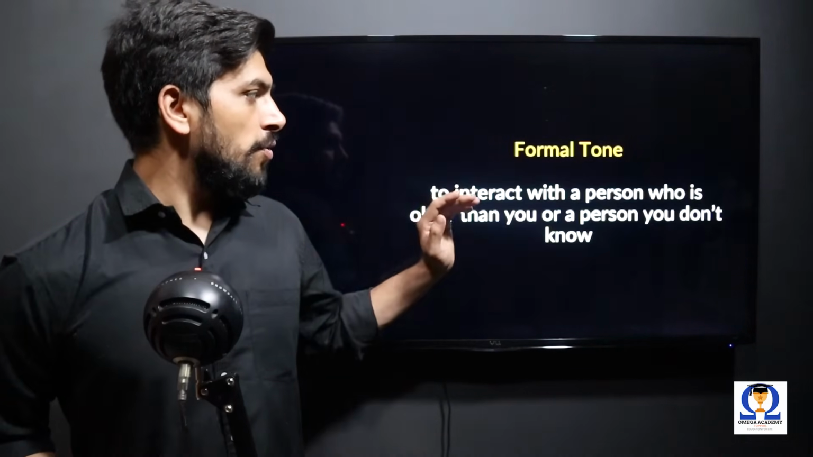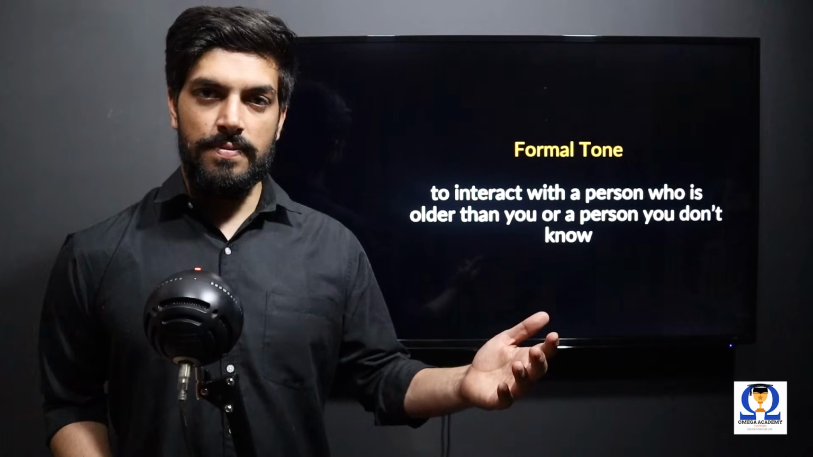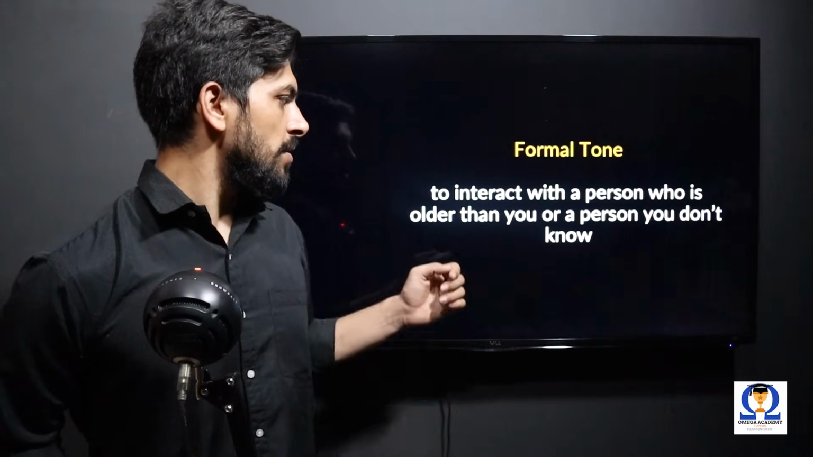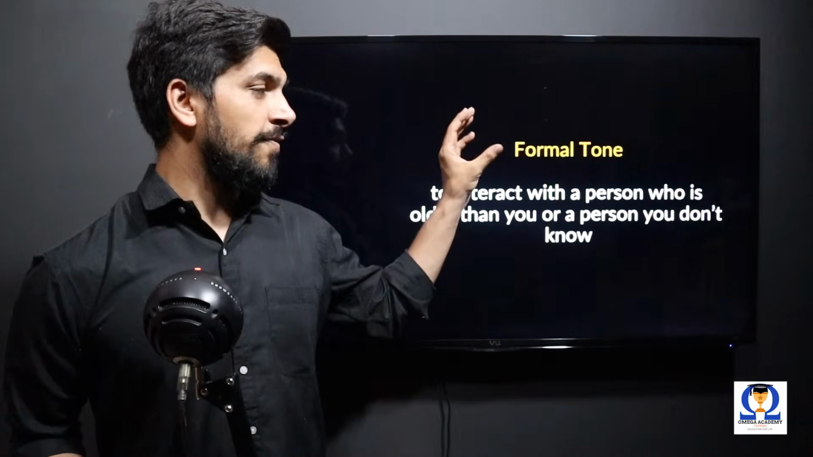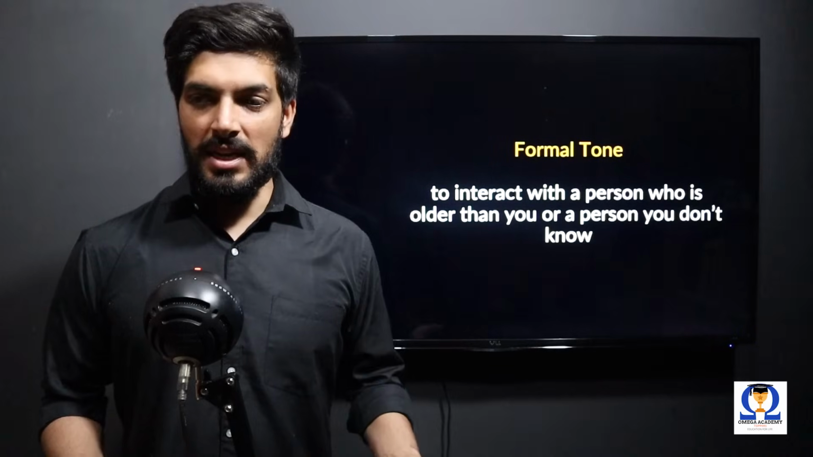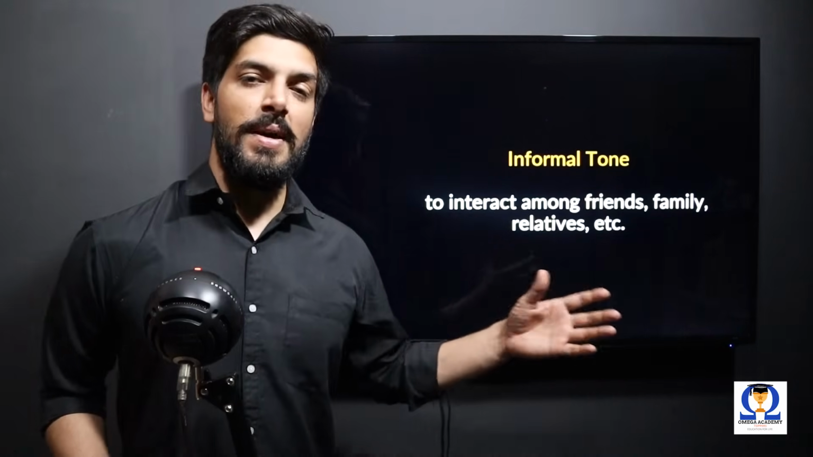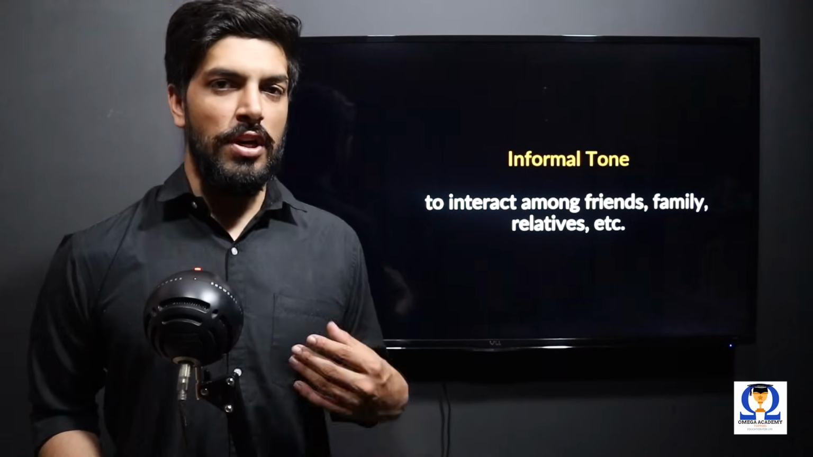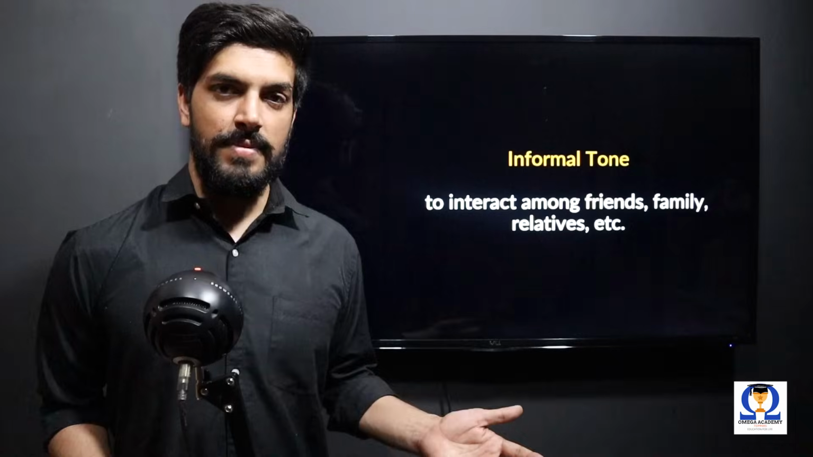So remember, formal tone is used to interact with a person who you don't know or who is elder than you. Any of them. First one, who you don't know or who's older than you, use formal tone. Don't worry what is formal tone in detail. We'll see later. Informal tone is used to interact among friends, family, and relatives. That means people you know, who you're close to, right? So informal tone is used for friends, family, and relatives.